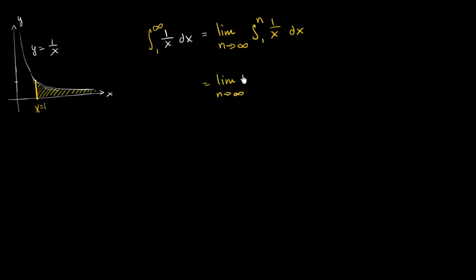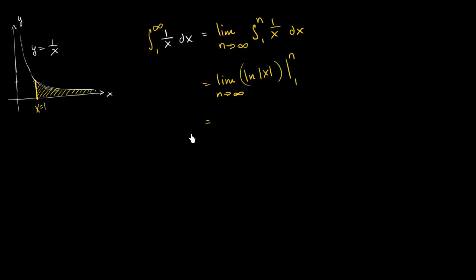So this is going to be the natural log of the absolute value of x. And the absolute value of x won't really matter so much. We could just say x because we're dealing with positive values of x, but I'll just write it down as the natural log of the absolute value of x between x is 1 and x is n.